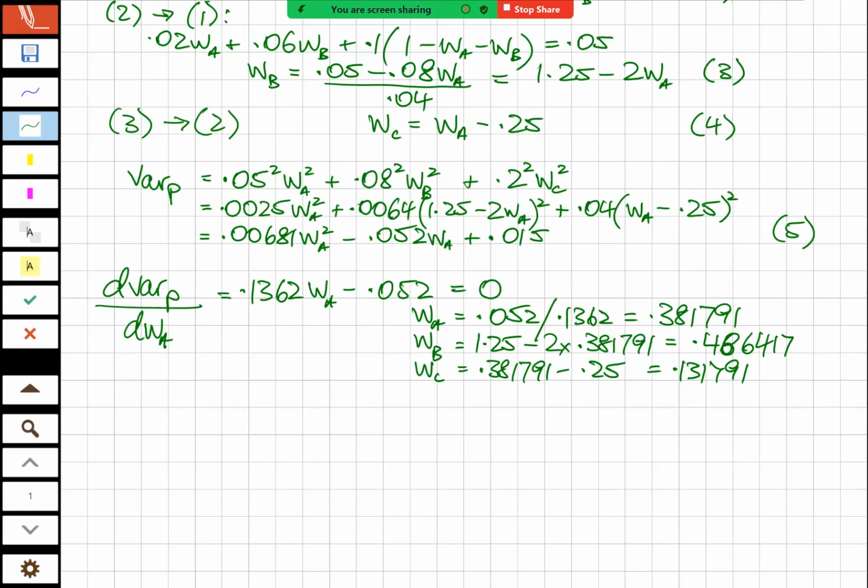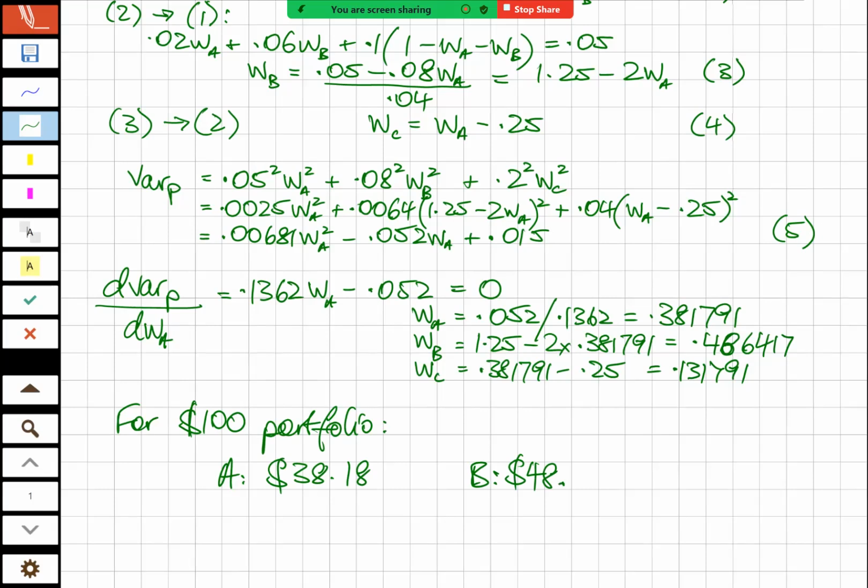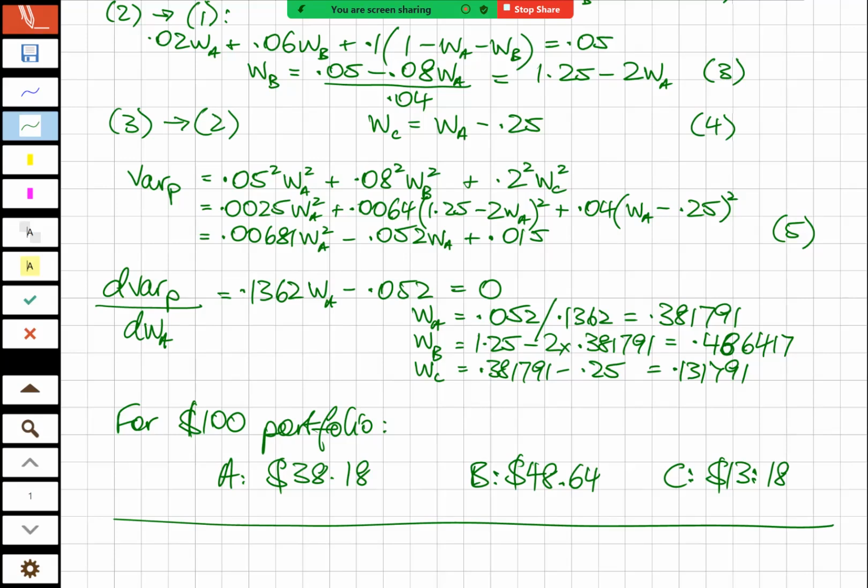And so now we've got those proportions, then we can come back to our $100 portfolio or $100 investment. And so A will have $38.18. B will have $48.64, and C will have $13.18. Okay, so that concludes our answer for part A.